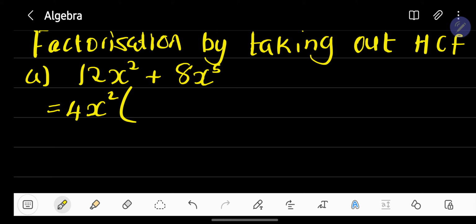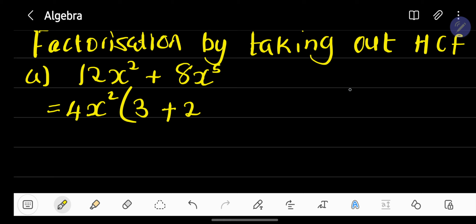Now, 4 goes into 12 how many times? It goes into 12 3 times. x squared goes into x squared how many times? It goes once. You can put 1 there, or you can just leave it like that. Plus, 4 goes into 8 how many times? It goes 2 times. And then x squared goes into x exponent 5 how many times?